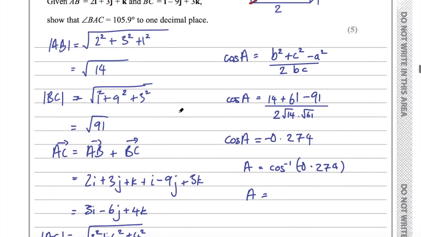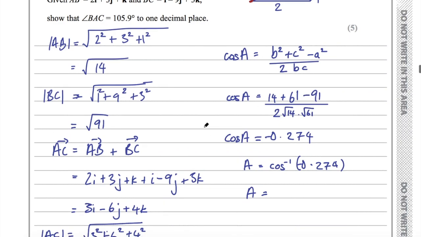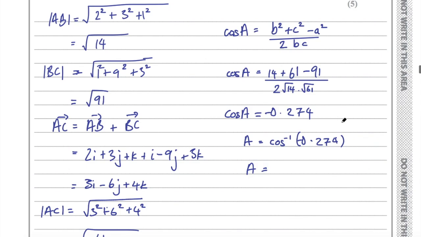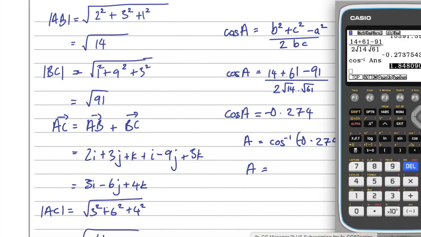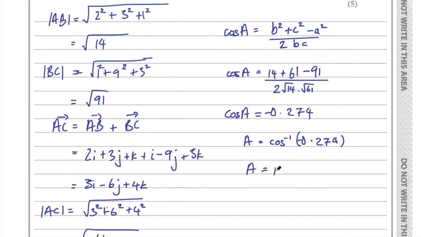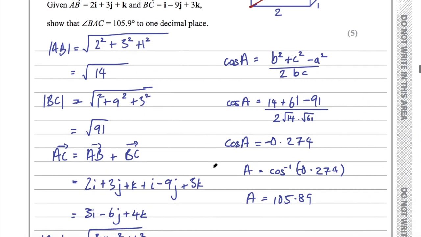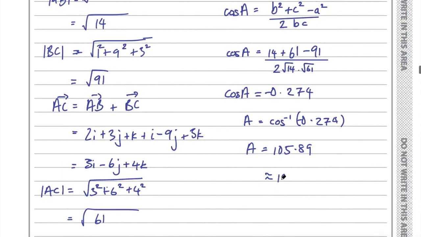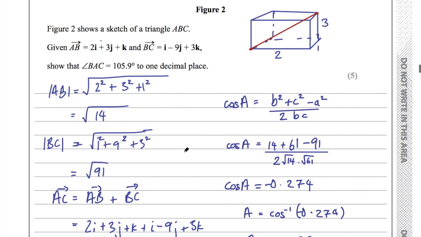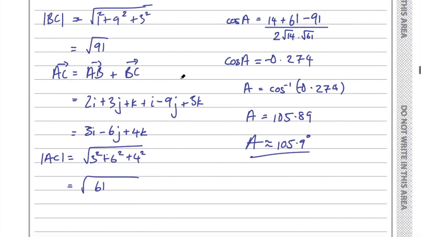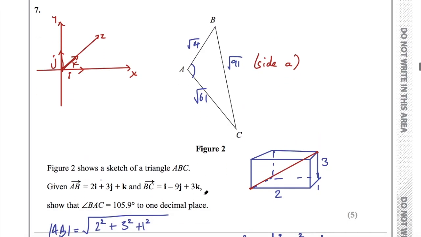If you're working with your calculator in radians, make sure to switch it to degrees before you do this. Likewise, if you're in degrees and you have a problem on radians, make sure you know how to switch your calculator between the two. So if we take the inverse cosine, you can see I did this with radians, but I've changed it to degrees, and we get 105.89 approximately, and we need to show that equals 105.9 to one decimal place, so this is 105.9. So we've shown that angle BAC equals 105.9, and that was question 7 for 5 marks.